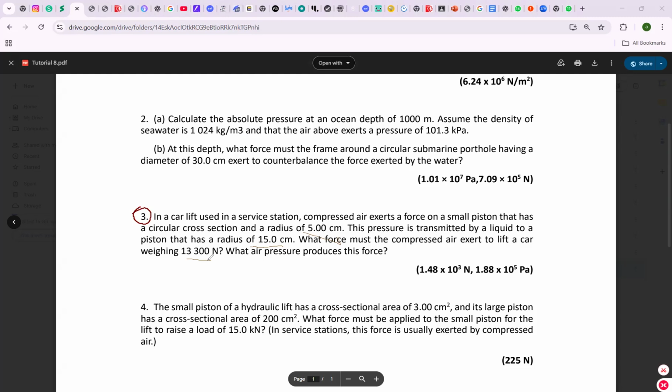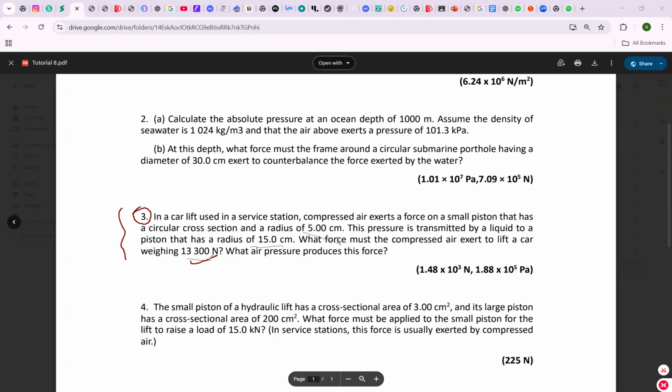So basically, we have a car that weighs 13,300 Newton. And then we're going to compress air to exert a force on a small piston. Correct. By this question, we can easily understand that this is based on hydraulic lift.